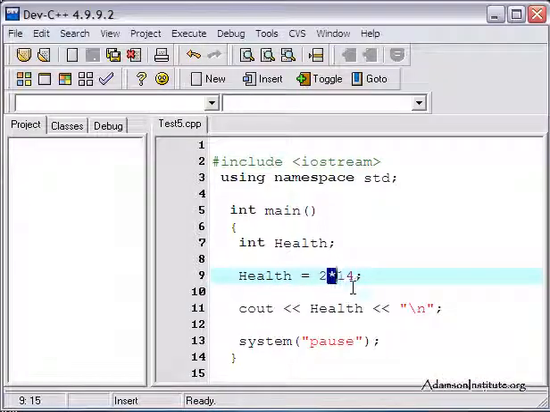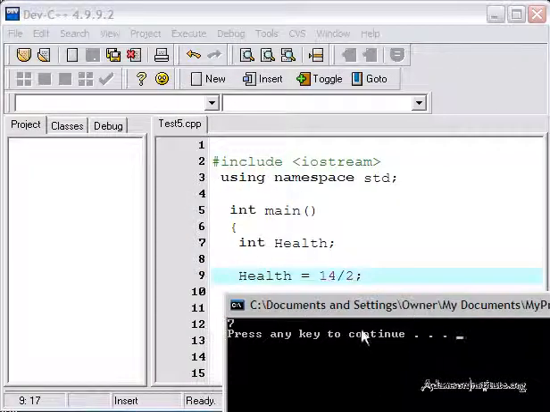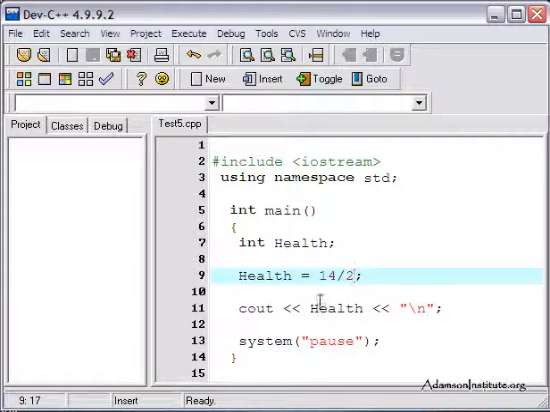Now let's also see that, let's say I have a disease and say my health is initially 14, and the disease decreases my health by a factor of 2. So now I have 14 divided by 2, and let's see what that does for my health. Okay, and I come up here, and sure enough, see, it does my division. And I press any key to continue.